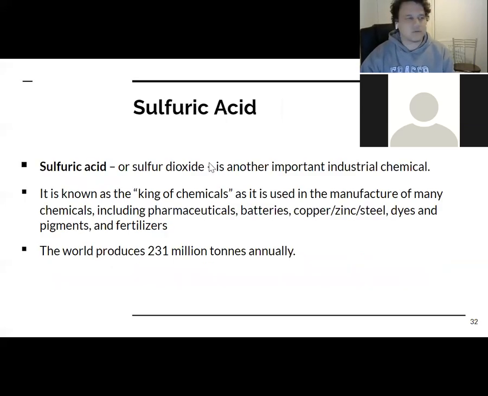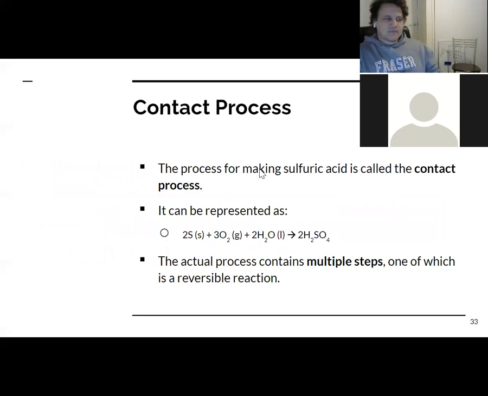Okay, we've got about 10 minutes to go, I think. Sulfuric acid, everyone knows sulfuric acid, it's in your stomach. And so we produce 231 million tons of it every year. So 231 billion liters. Most of the pharmaceutical drugs you take are attached to hydrochloric acid, or HCl molecule. Batteries, dyes, pigments, fertilizers, they all contain sulfuric acid. And we make it using this contact process.